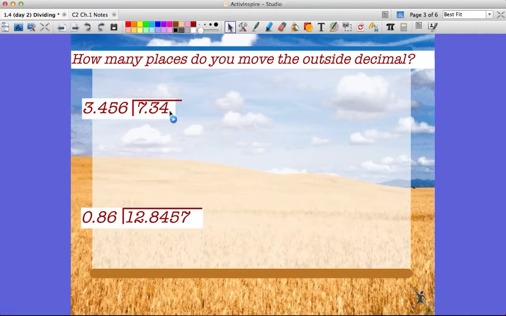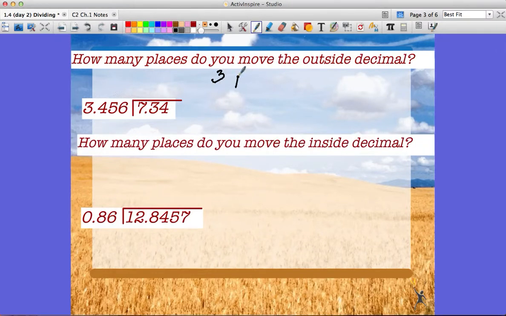Alright, so let's practice this a little bit, because we practiced the long division yesterday. Now I want to make sure that we move the decimal as much as we're supposed to. So how many places do you move the outside decimal? We're going one at a time, so I want you to count and figure out how many times I move this outside decimal. If you said 3 places, you are correct. So I move the outside decimal 3 places. So now how many places do I move the inside decimal? If you said 3 places, you are correct.